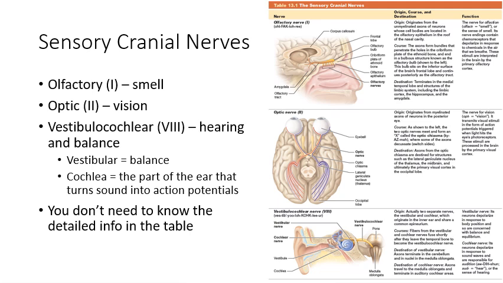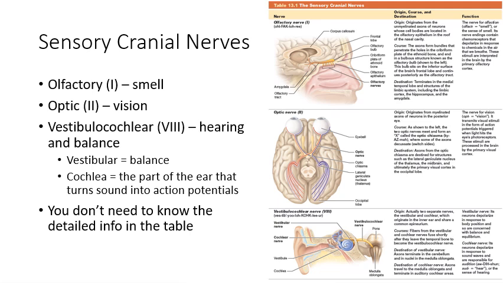So starting with these sensory cranial nerves. First we have cranial nerve 1, which is the olfactory nerve. That is carrying your sense of smell into the brain. Then cranial nerve 2 is the optic nerve. That is carrying visual information from the eyes into the brain. Then you have cranial nerve 8, which is the vestibulocochlear nerve. That is carrying information from your ears into the brain.